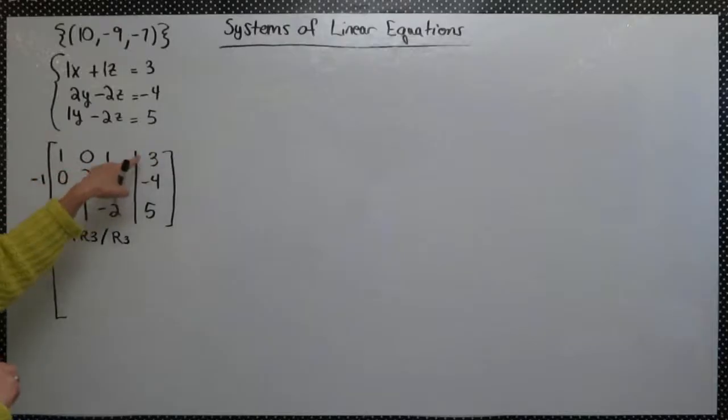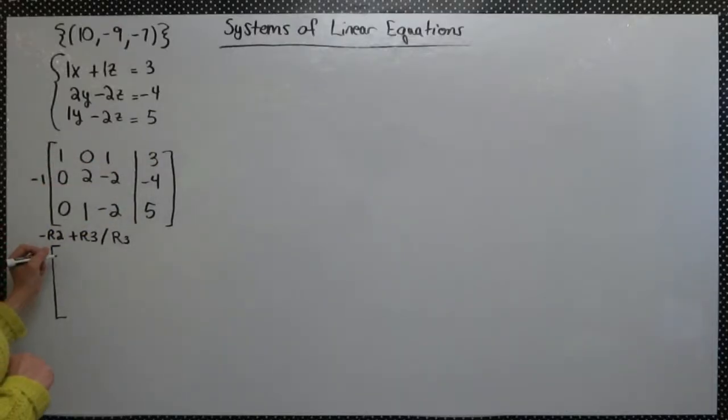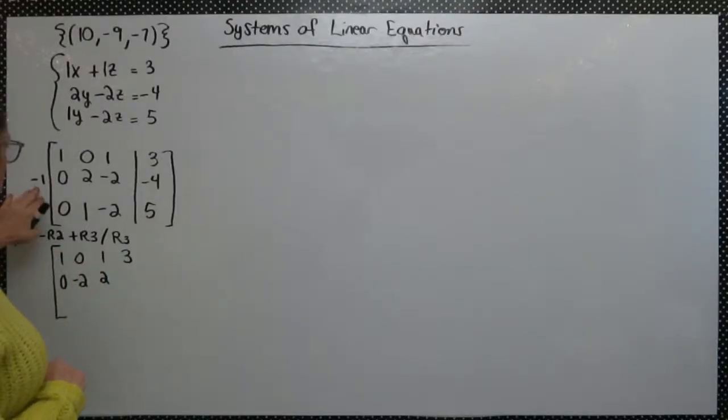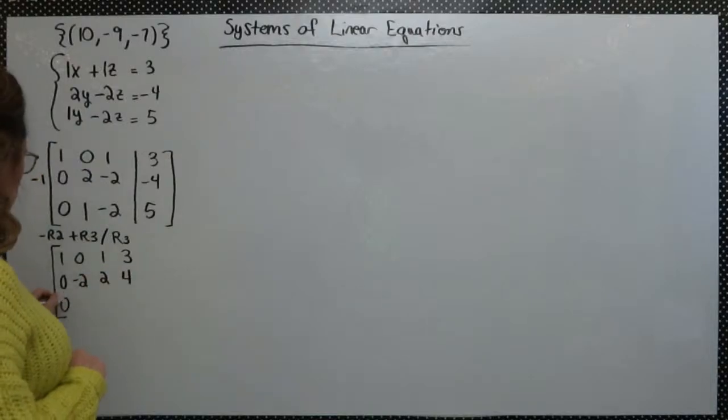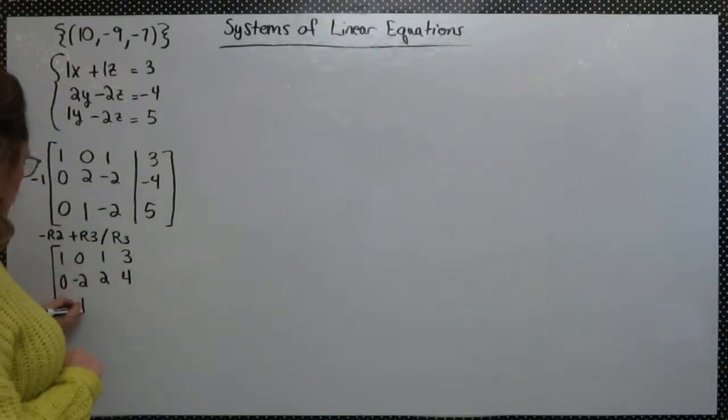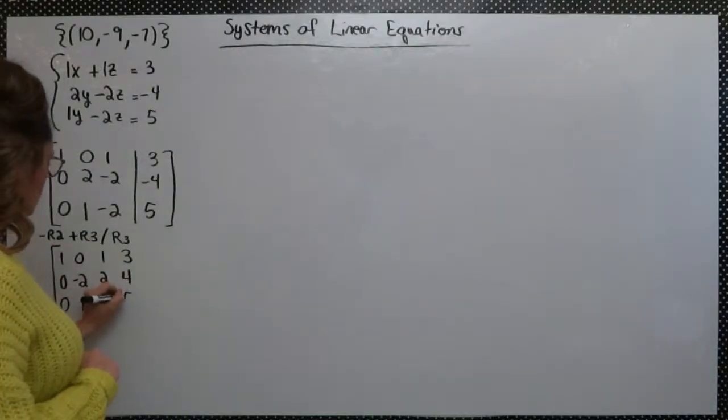So we're going to copy down the first row because it doesn't get changed any. So it's 1, 0, 1, 3. And then -1 times 0 is 0. -1 times 2 is -2. -1 times -2 is +2. And then -1 times -4 is +4. Let's copy this one down: 0, 1, -2, 5.